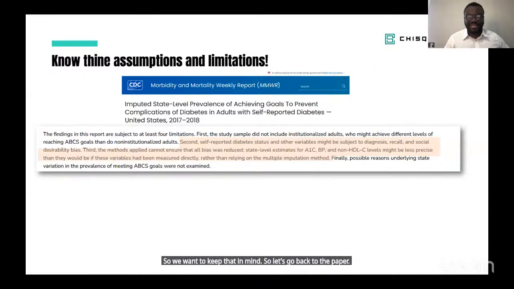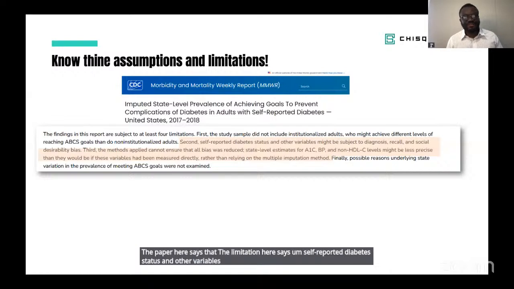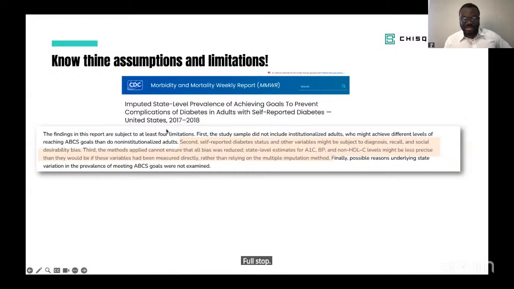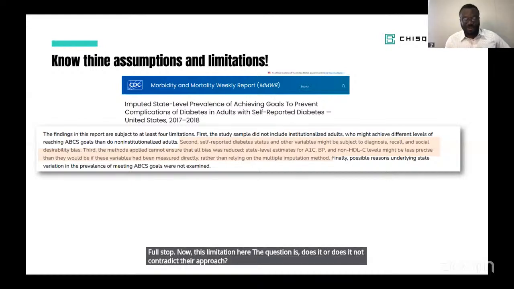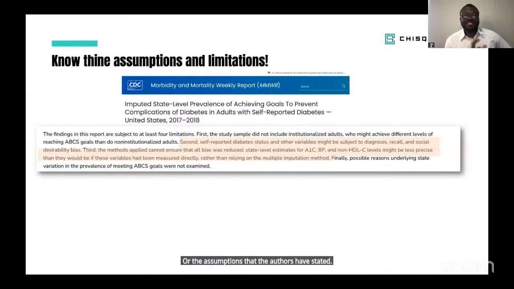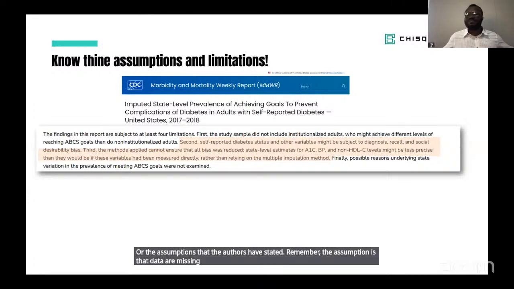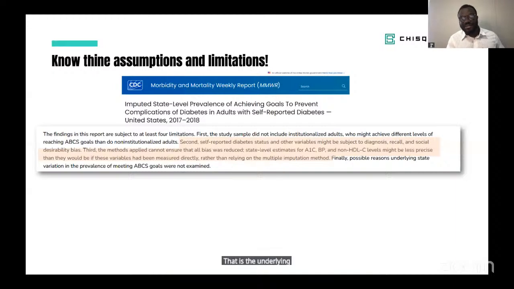The paper here says that the limitation says self-reported diabetes status and other variables might be subject to diagnosis, recall, and social desirability bias. Full stop. Now, this limitation here, the question is, does it or does it not contradict the approach or the assumptions that the authors have stated? Remember, the assumption is that data are missing at random, that there's nothing about being a person living with diabetes that would make you have missing values for diabetes. That is the underlying assumption for MAR. Now, is there any part of this statement that contradicts that assumption?